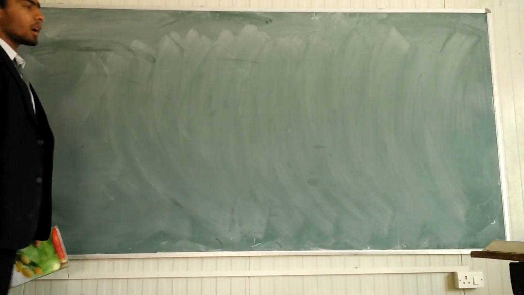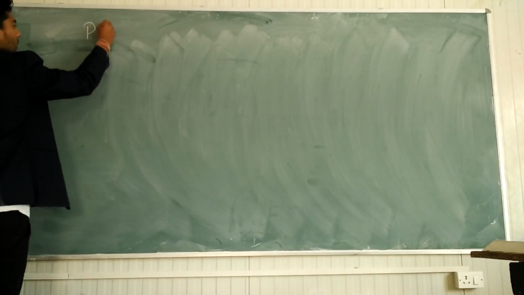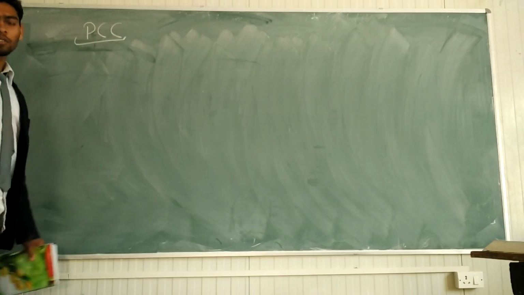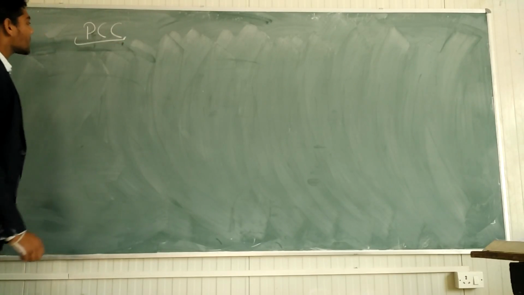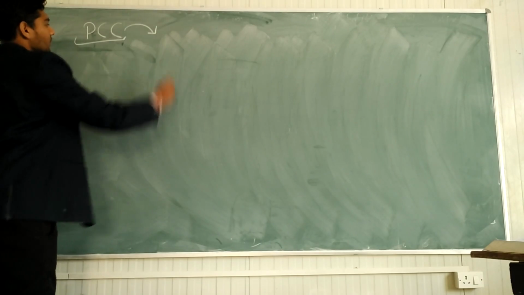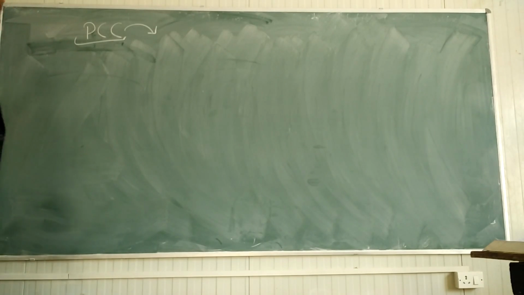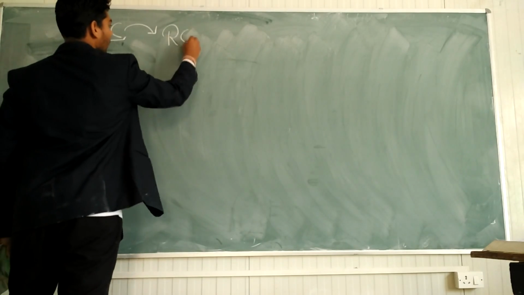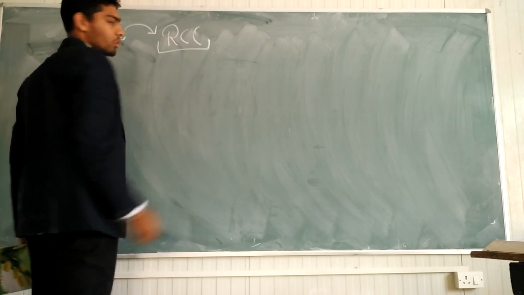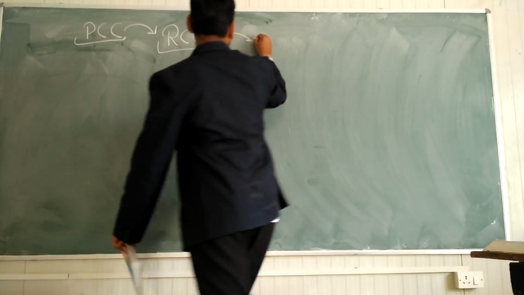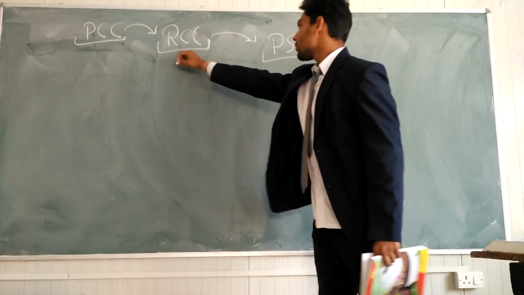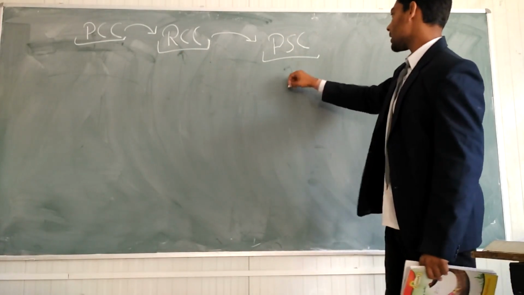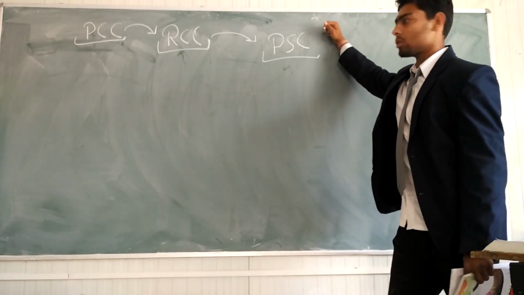First of all, in earlier times our ancestors used PCC. PCC stands for plain cement concrete. After that, with modernization, there was the introduction of RCC, and nowadays from RCC we directly move towards PSC. PSC stands for pre-stressed concrete.